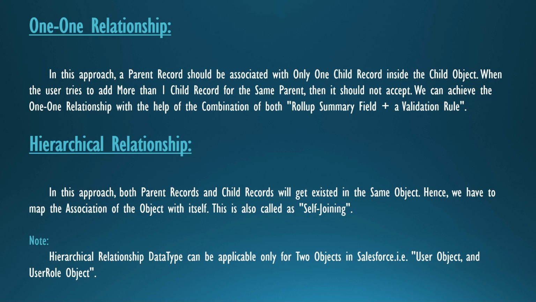Hierarchical relationship. In this approach, both parent records and child records will exist in the same object. Hence, we have to map the association of the object with itself. This is also called self-joining. Note: hierarchical relationship data type can be applicable only for 2 objects in Salesforce, which are user object and user role object.